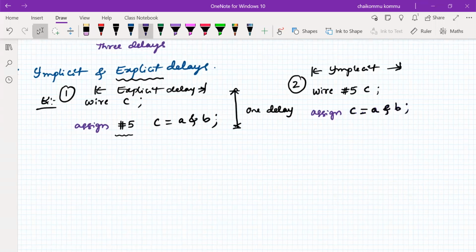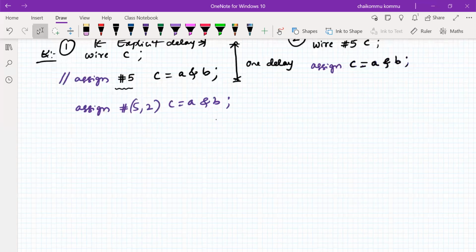So let us consider, for the sake of simplicity, another statement; I'm going to write another assign and make the earlier one a comment. For example, #(5,2) C is equal to A and B, something like this, right? So they have given two delays; like that, three delays also I can produce. Okay. So let us take one example, I want to make it one definition here. Example 2.